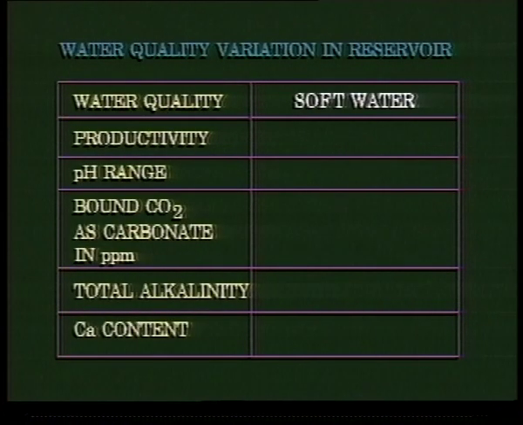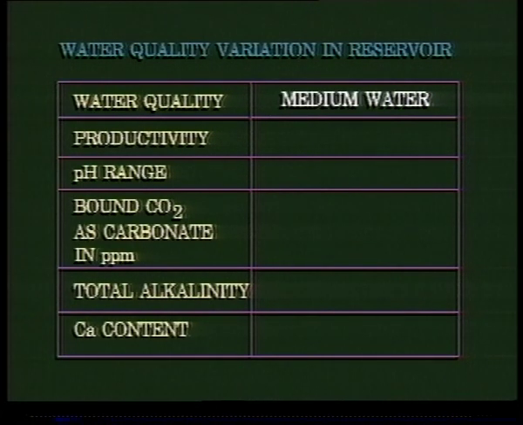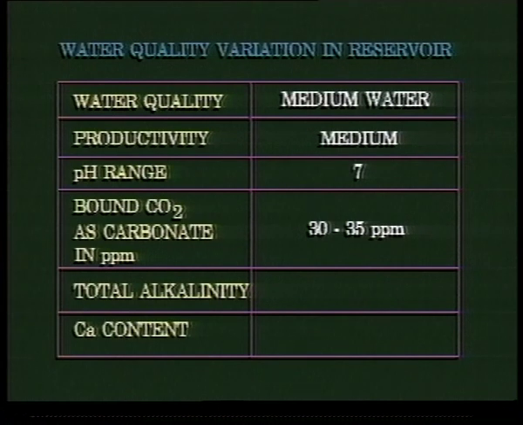In soft water reservoirs, least productivity is met with at a pH range of 4 to 6, bound carbon dioxide as carbonate less than 9 to 10 ppm, that is 9 to 10 parts per million, total alkalinity up to 20 ppm, and calcium content of 10 ppm. In medium water reservoirs, productivity is medium at pH 7, bound carbon dioxide as carbonate at 30 to 35 ppm, total alkalinity at 20 to 90 ppm, and calcium content 10 to 25 ppm.